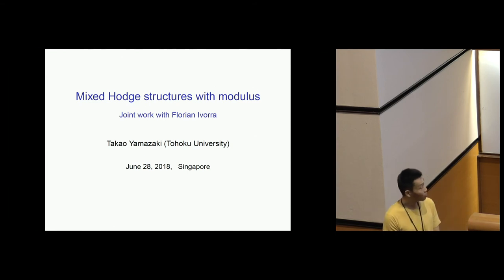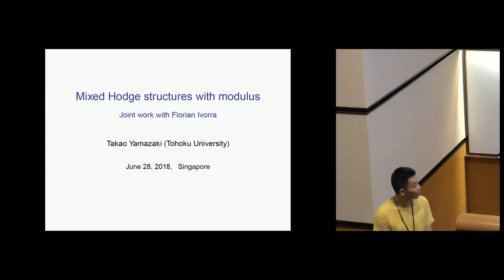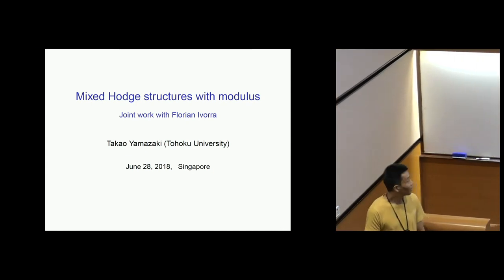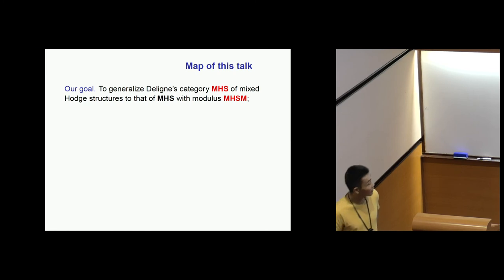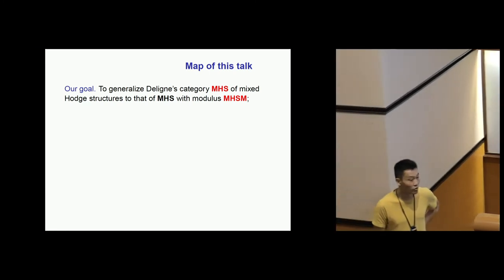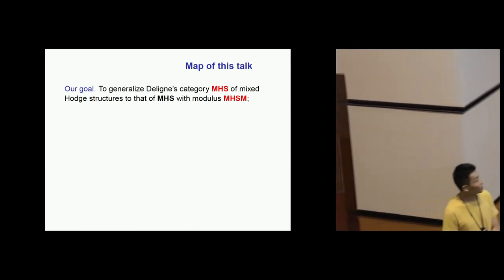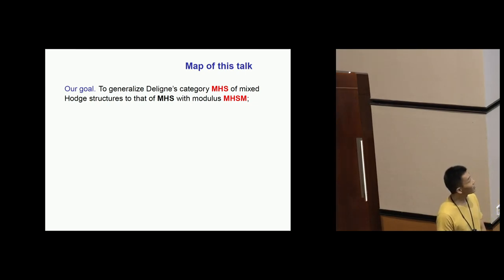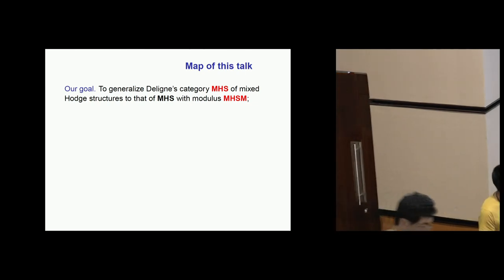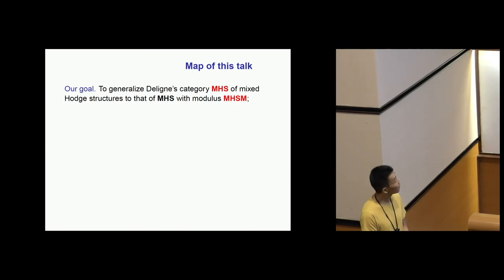My talk is based on my joint work with Florian Ivorra at Lund University. As the title explains, this is our attempt to generalize the theory of mixed Hodge structures by putting in the notion of modulus. MHS will denote the category of mixed Hodge structures introduced by Deligne, and we are trying to make a bigger category, which we call mixed Hodge structures with modulus, denoted by MHSM.